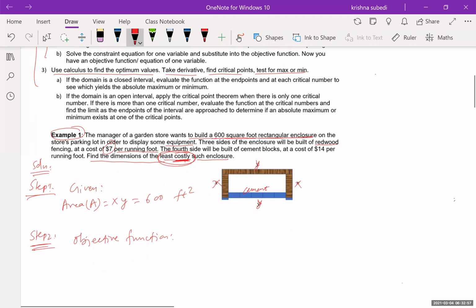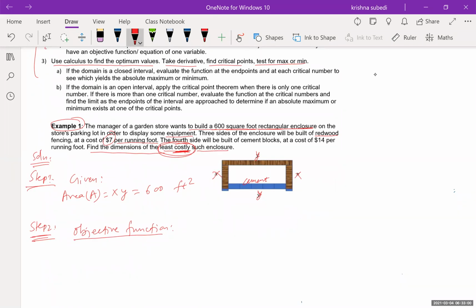What is your objective function? What is your objective? What is your goal? To minimize the cost. That means cost will be the objective function. What is the total cost? Let's say total cost is, this side, the cement block, costs $14 and all the other 3 sides cost $7.